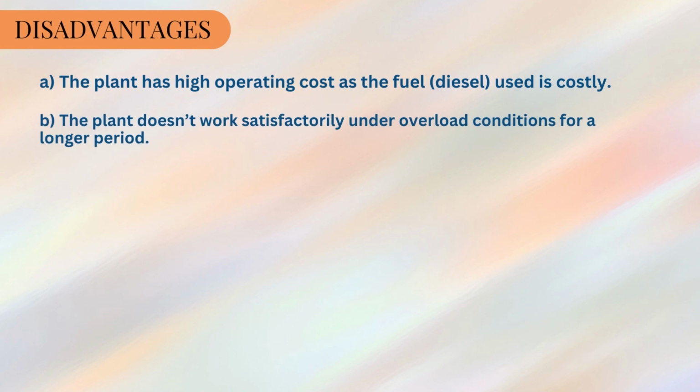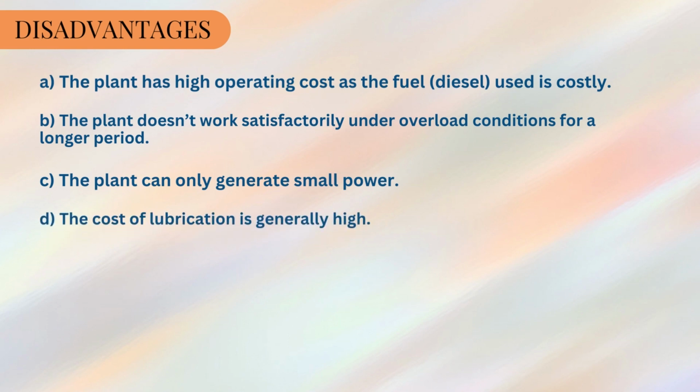Then this plant doesn't work satisfactorily under overload condition and also for a longer period. So it is also a major limitation of this kind of power plant. Then for only small power generation we could use this kind of plant, and the cost of lubrication is also high because there are many parts where reciprocating motion is there. So when the parts are moving, we have to do lubrication to avoid friction. So the cost of lubrication is also high.